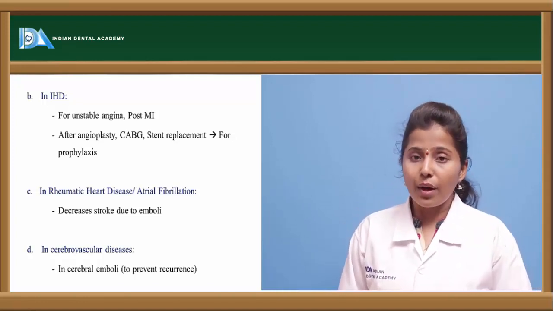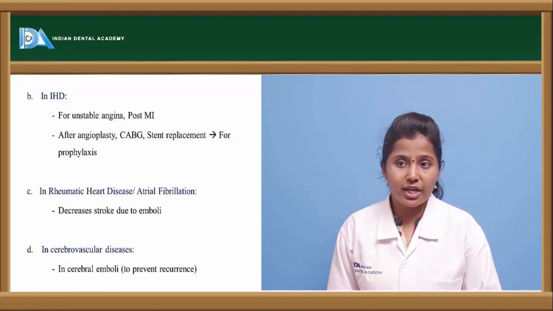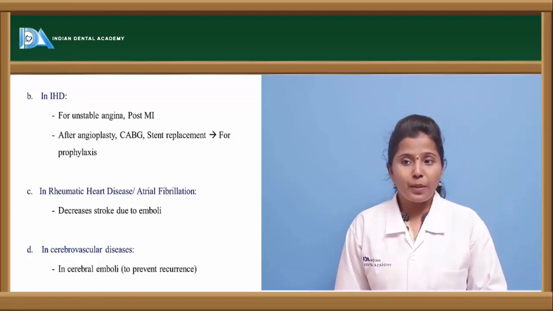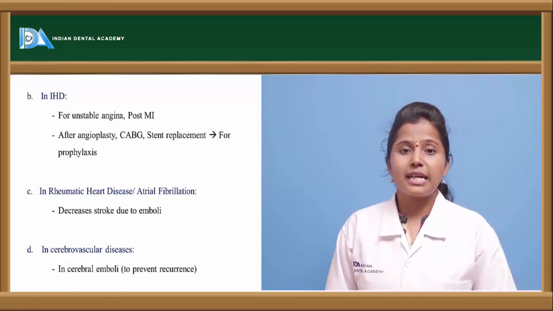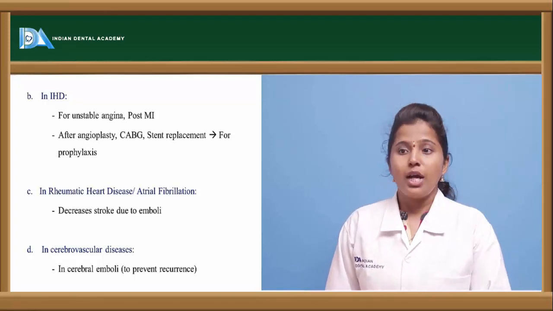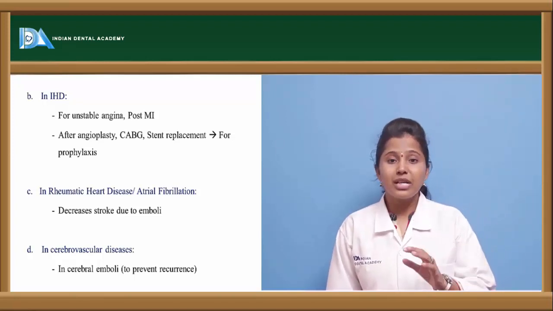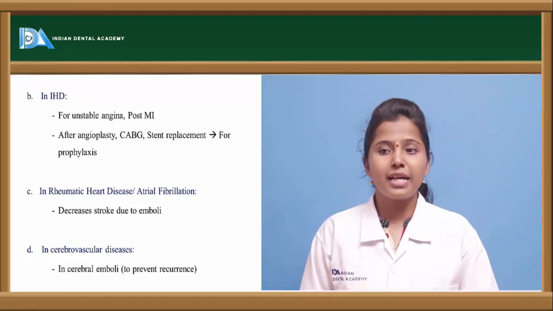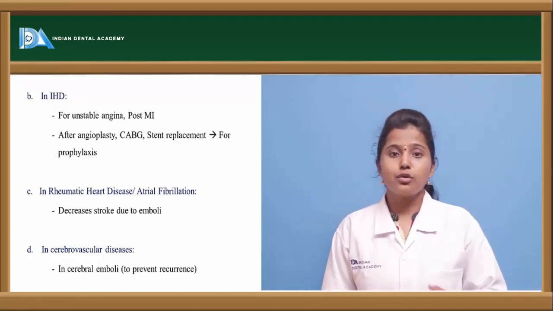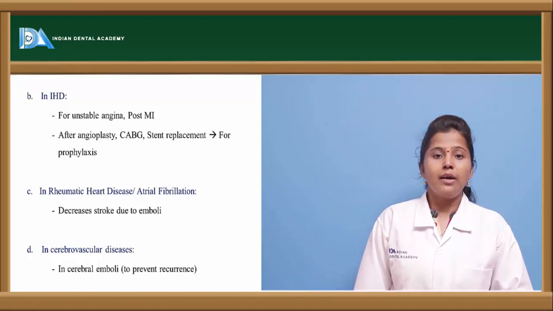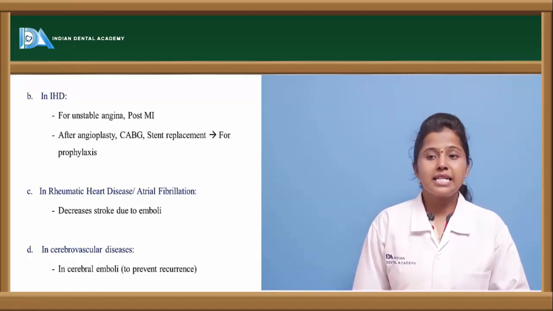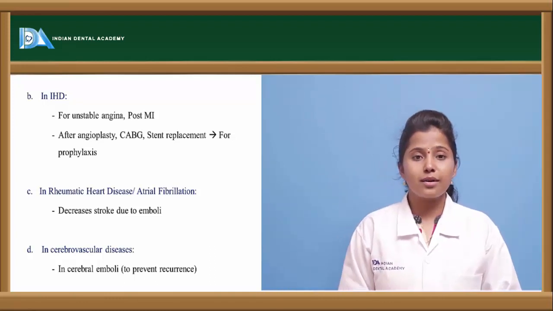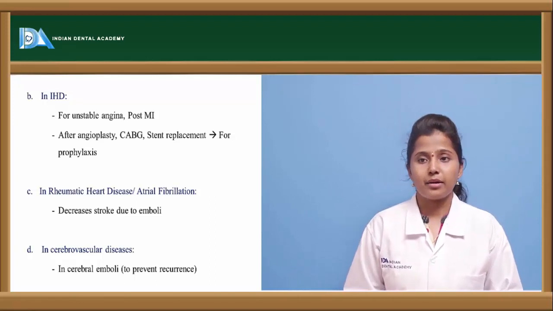So in IHD, how is heparin used? For unstable angina and post-MI, post-myocardial infarction. Next, after angioplasty and CABG, that is coronary artery bypass grafting, and stent replacement for prophylaxis. And in rheumatic heart diseases or atrial fibrillation, heparin is used to dissolve fibrin clots, thereby decreasing stroke. And in cerebrovascular disorders, a cerebral clot or cerebral embolus can be dissolved by heparin.